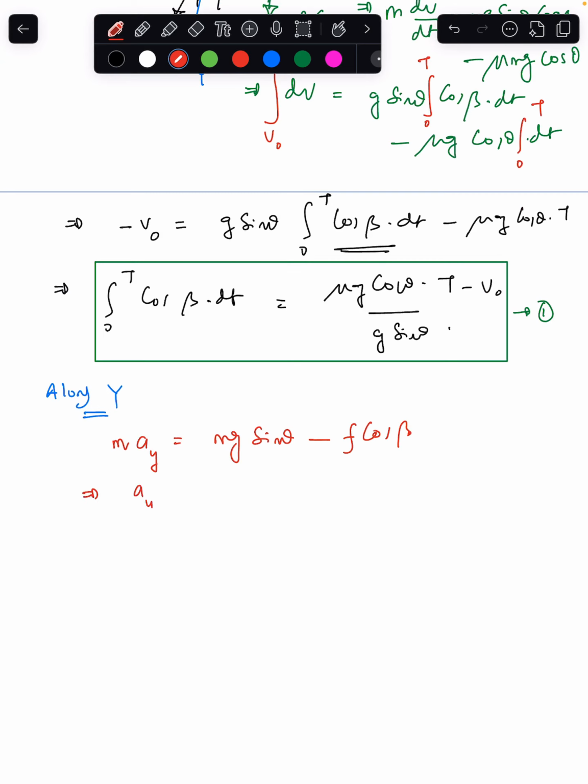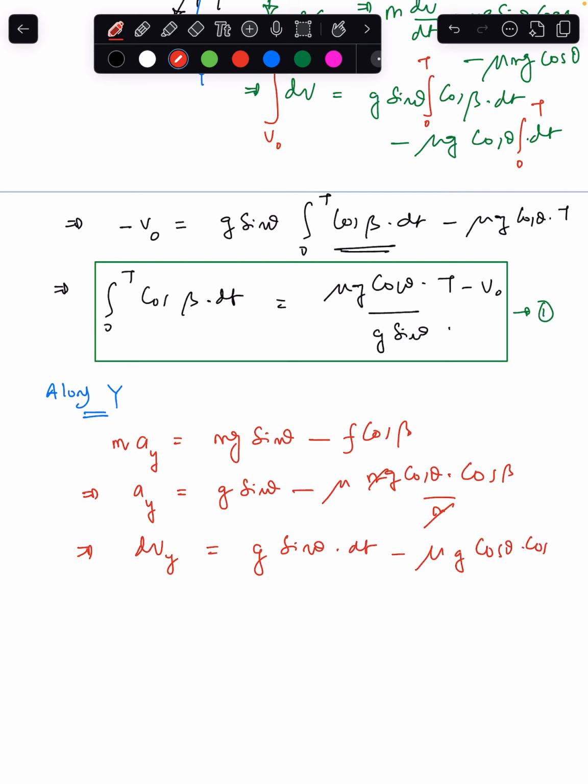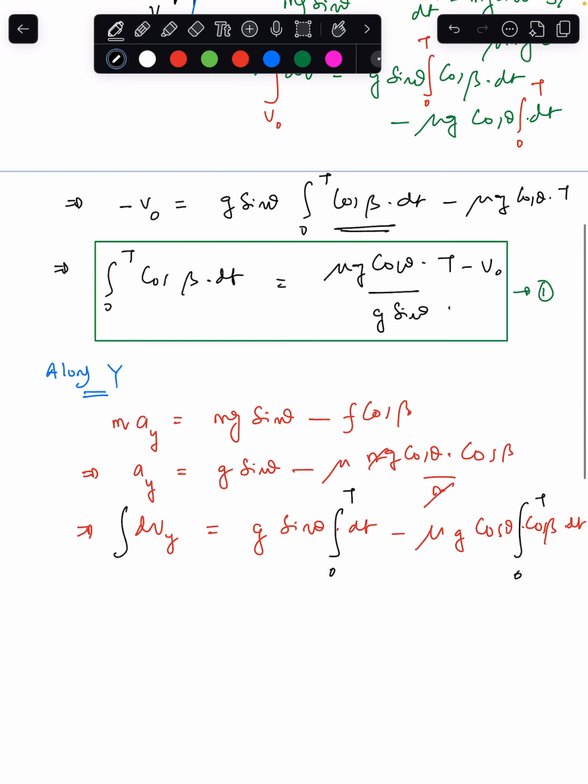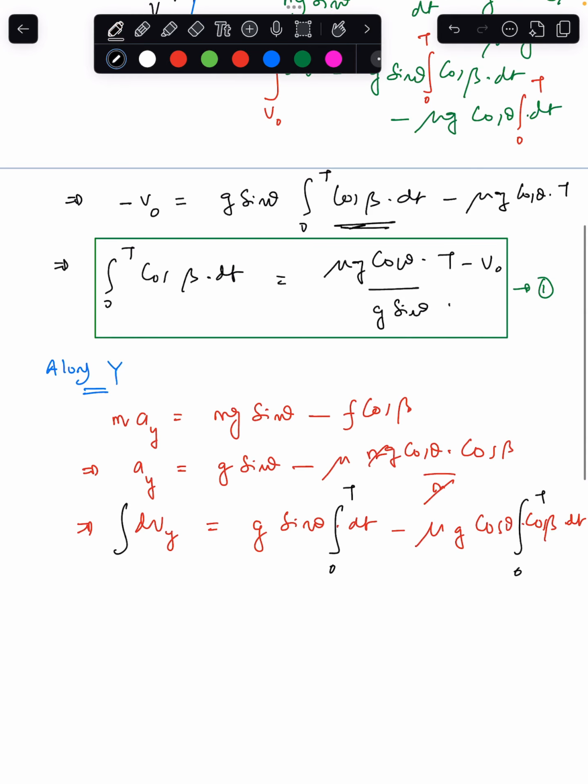Let us rewrite: ay is equal to g sine theta minus mu mg cos theta cos beta divided by m. m gets cancelled. So dvy is equal to g sine theta dt minus mu g cos theta cos beta dt. Integration once again, this integration is 0 to t, and this is also 0 to t. Since beta is variable, you see tactfully I have kept cos beta inside the integration. I did not put it outside.